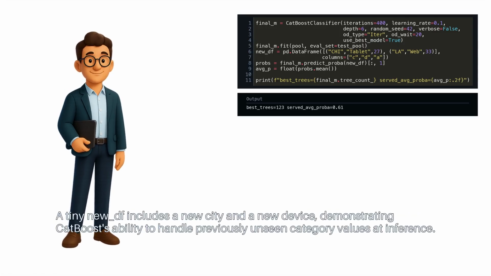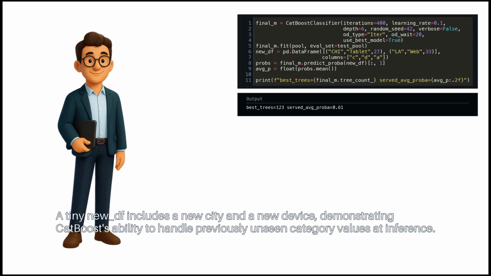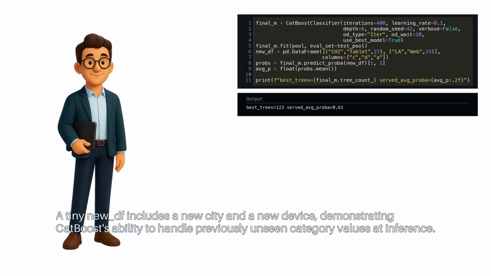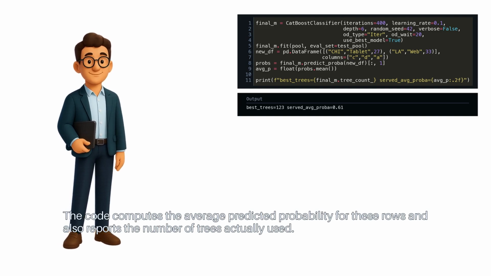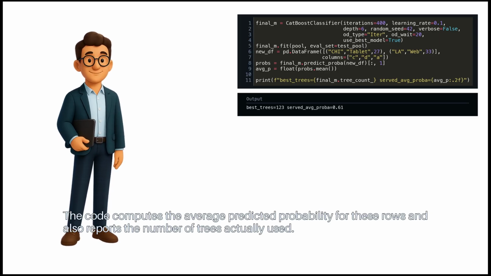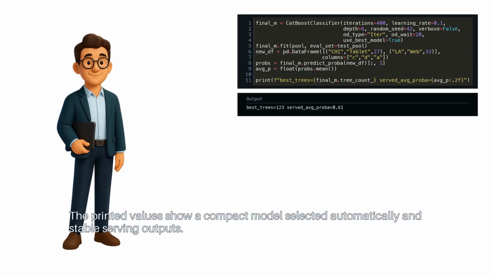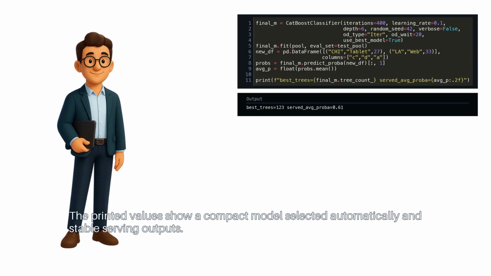A tiny new DataFrame includes a new city and a new device, demonstrating CatBoost's ability to handle previously unseen category values at inference. The code computes the average predicted probability for these rows and also reports the number of trees actually used. The printed values show a compact model selected automatically and stable serving outputs.